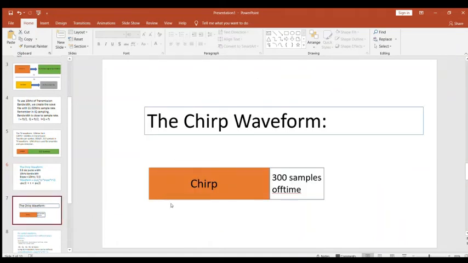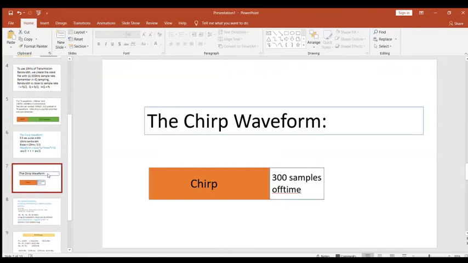Alright, so the chirp waveform is going to have the chirp, and then there's going to be 300 samples of off time before we start the symbols. Why did I do this off time? That's to handle multipath, like I said. When you transmit this in the air, the compression may bleed over a bit, so that's why we put a pause time here. So in my case, I made it 300 samples of off time. Again, you'll see that in the Matlab code.